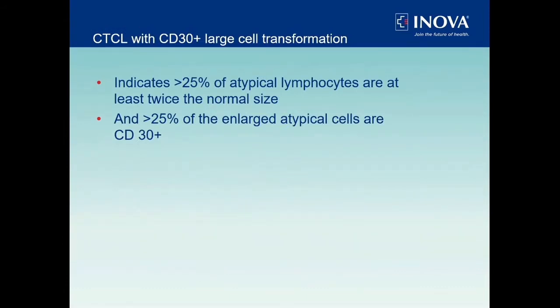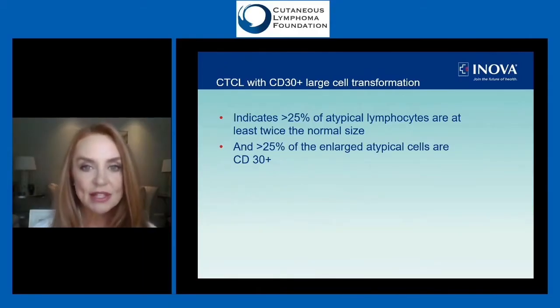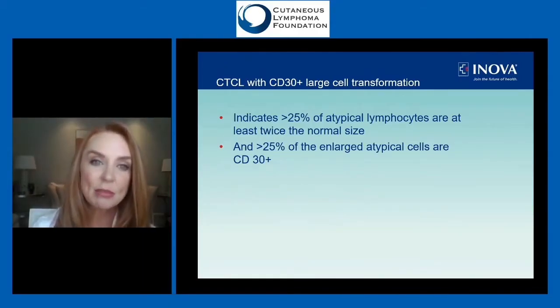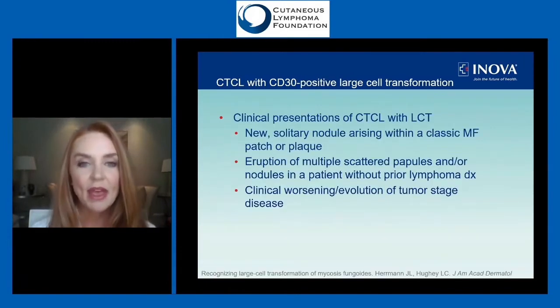Another important thing to just touch on quickly is the scenario where patients develop large cell transformation. And the term CD30 positive large cell transformation specifically refers to a histopathologic, or an under the microscope, diagnosis where more than 1/4 of the abnormal T lymphocytes are double their expected size, and more than 1/4 of those cells also display a specific protein marker called CD30.